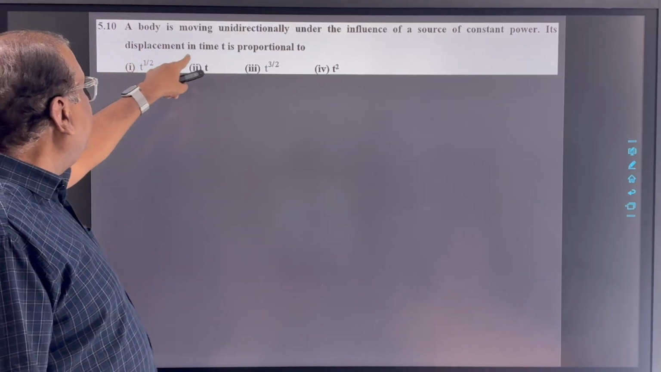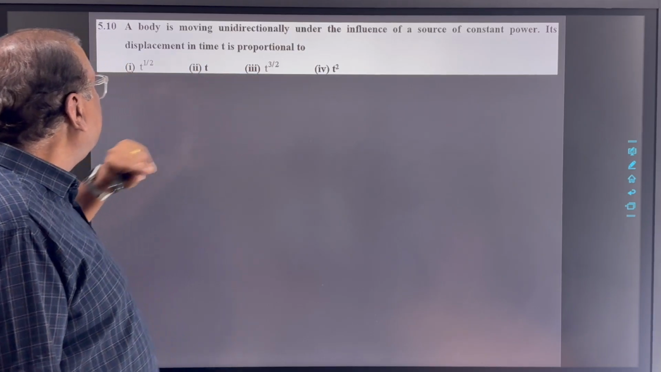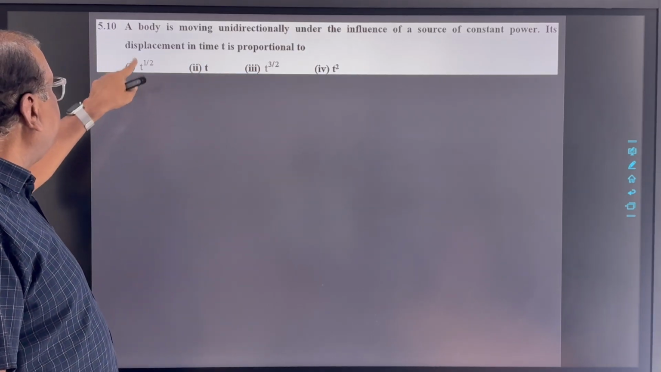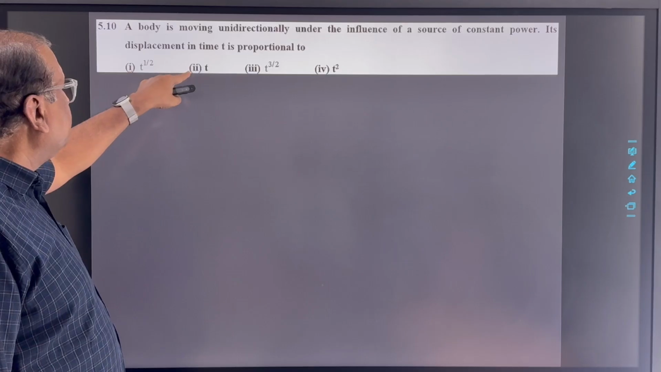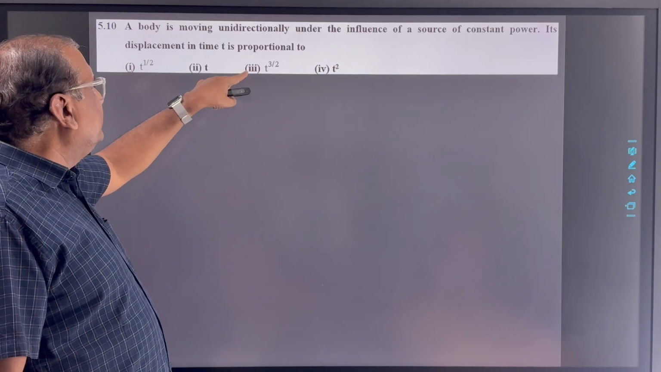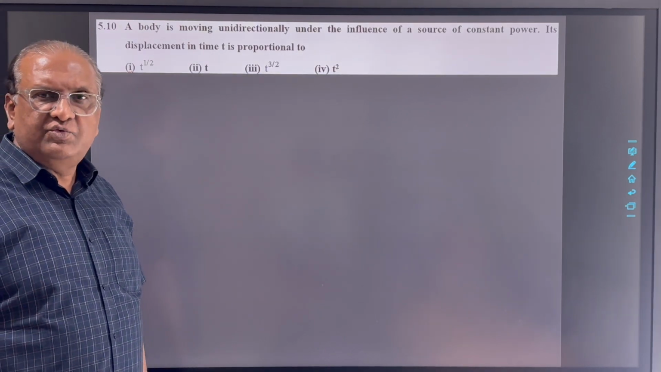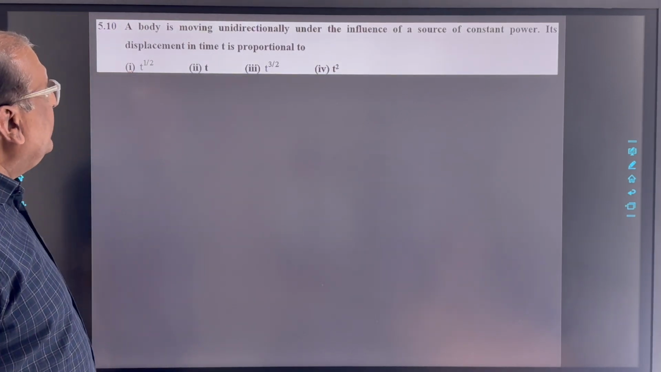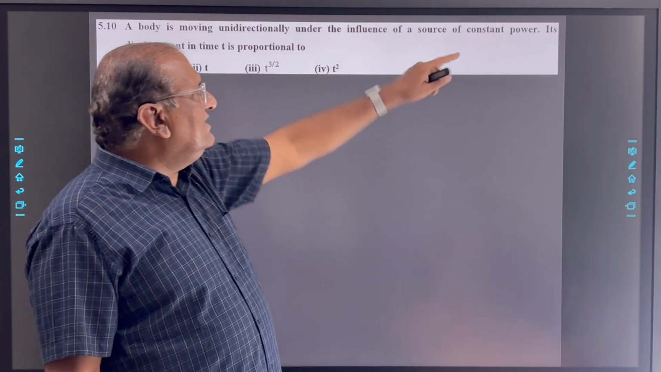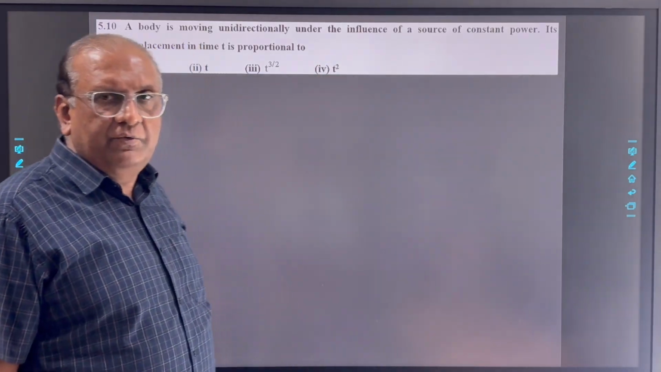Its displacement in time t is proportional to what? Option 1, t raised to 1 by 2. Option 2, t. Option 3, t raised to 3 by 2. Option 4, t square. Right? So here the power, that is constant, is given to you.